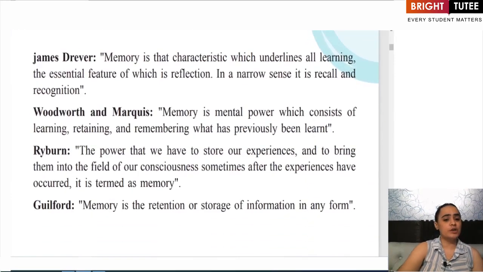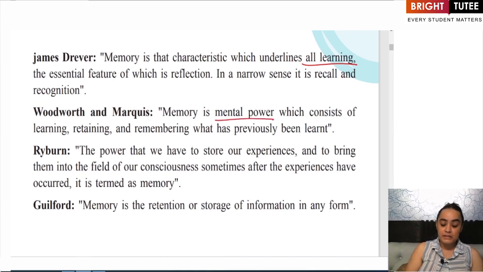Next, according to James Trevor, memory is that characteristic which underlies all learning. Whatever you have learned throughout your life, you are going to remember that and it is going to reflect in your behavior. You're going to recall, and every time you do something which probably would remind you of a similar situation in the past, you're going to recognize that, you're going to remember that as well.